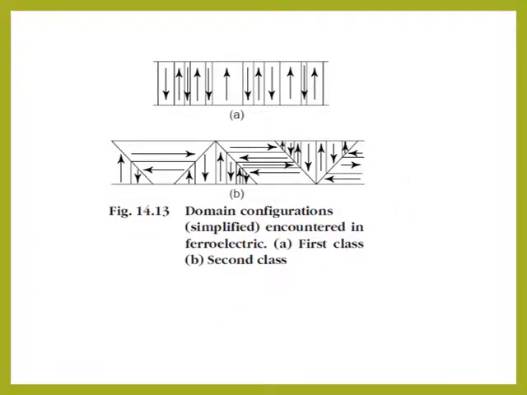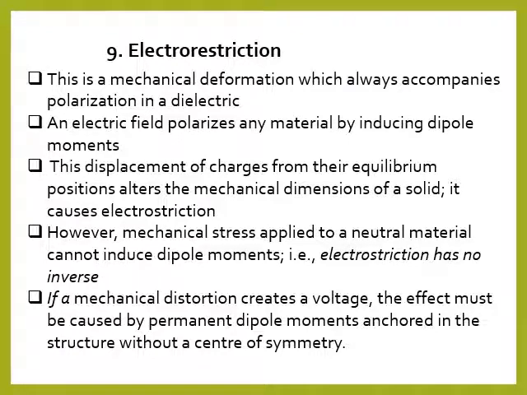So again the same diagram. Electrostriction is the mechanical deformation, meaning change in shape, deformation in a dielectric material. And what is the reason for this mechanical deformation of the dielectric material? Due to polarization in the dielectric material. Sometimes by the application of an external electric field, polarization takes place, and due to this polarization, mechanical deformation will take place.